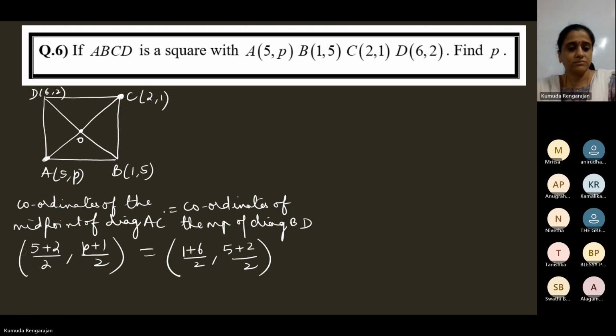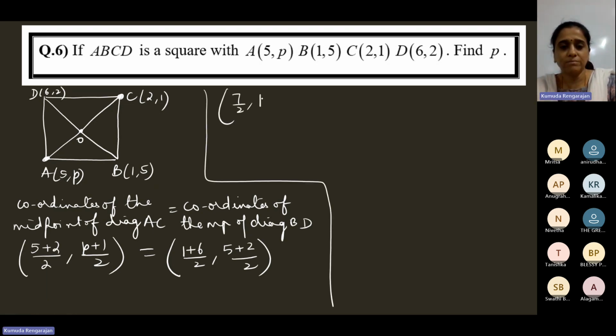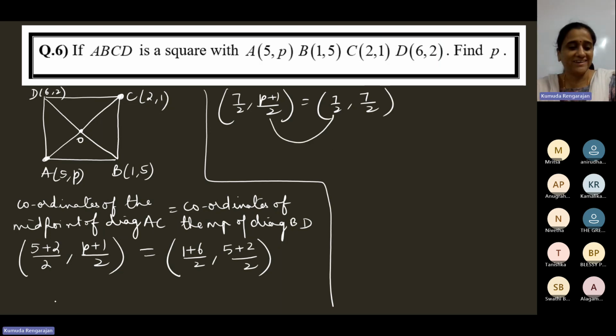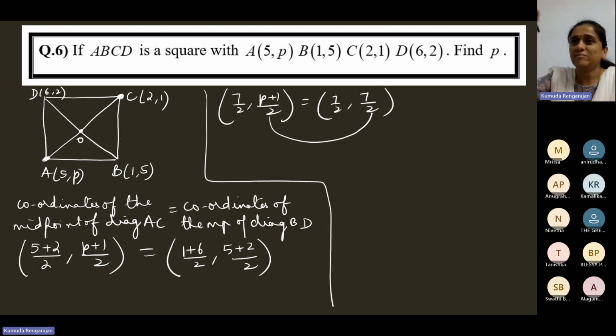So now, 7 by 2, comma, (p plus 1) by 2 is equal to 7 by 2, comma, 7 by 2. So now equate. Sorry, I didn't equate correctly. It is like ratio and proportion, product of means, product of extremes, so suddenly my hand went like that. So equate the y coordinates.